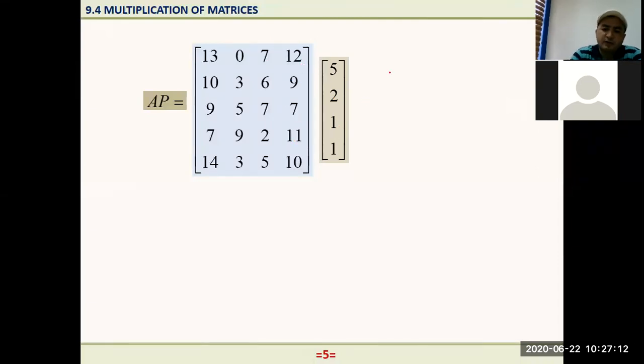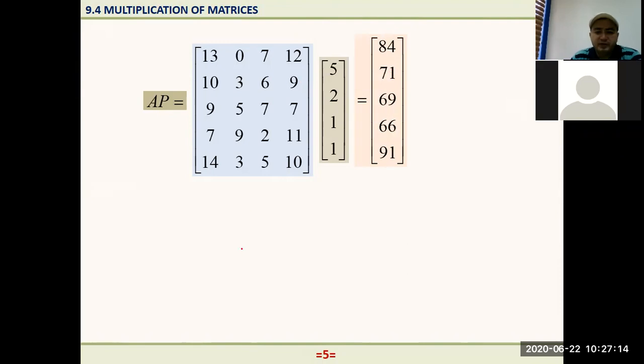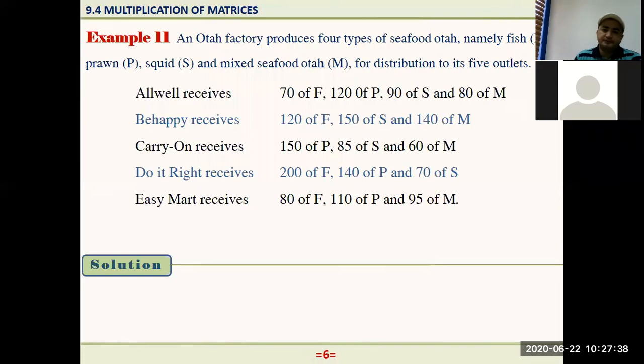If you multiply these two matrices, since this one is a 5 by 4 matrix and this one is a 4 by 1 matrix, the result will be 5 by 1. 1, 2, 3, 4, 5, that is a 5 by 1 matrix. That is the total score earned by each team. Okay. Another example.